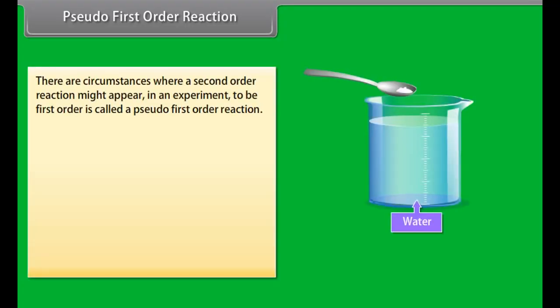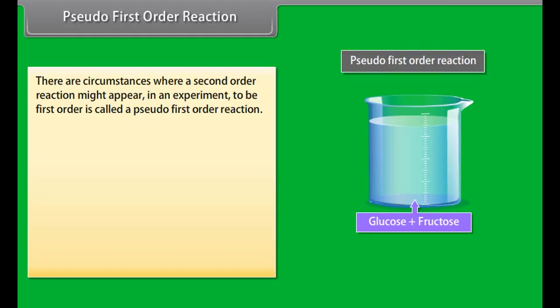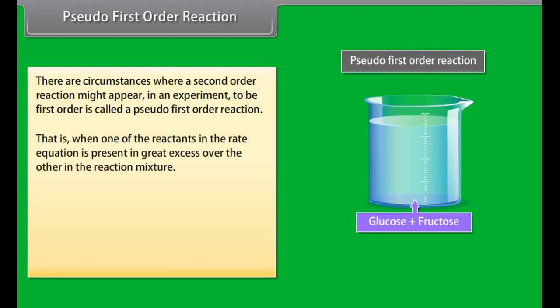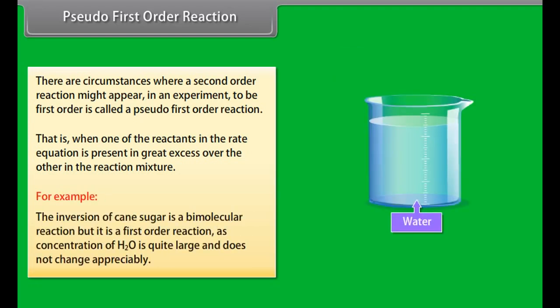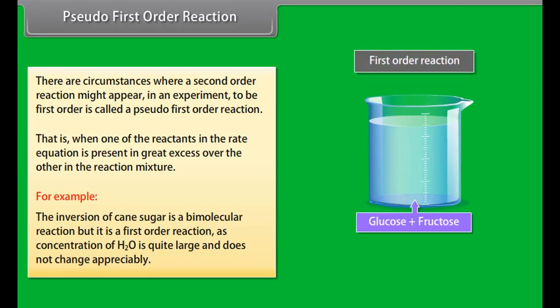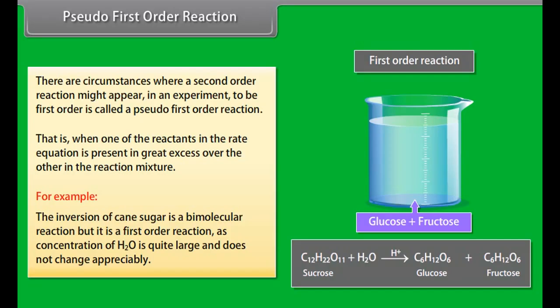1. Pseudo first-order reaction. There are circumstances where a second-order reaction might appear in an experiment to be first-order, called a pseudo-first-order reaction. That is, when one of the reactants in the rate equation is present in great excess over the other in the reaction mixture. For example, the inversion of cane sugar is a bimolecular reaction, but it is a first-order reaction as the concentration of H2O is quite large and does not change appreciably.